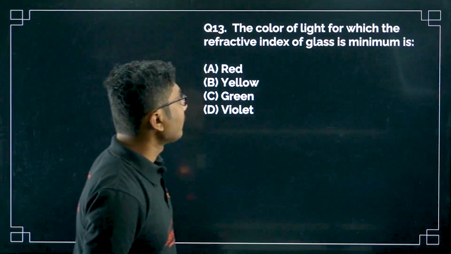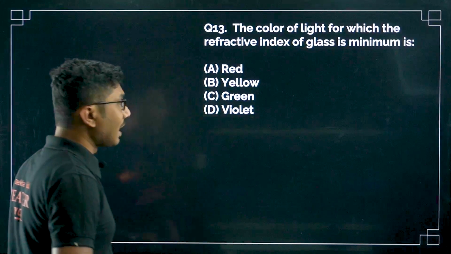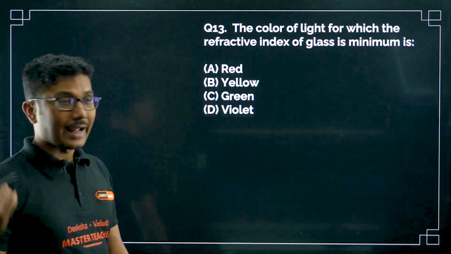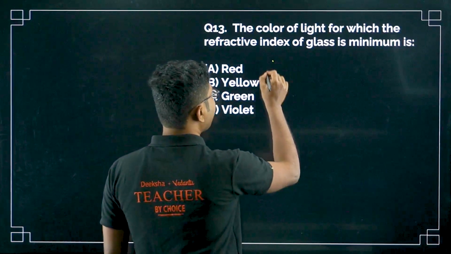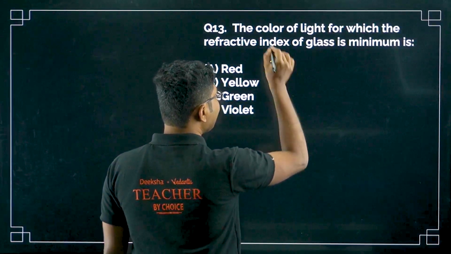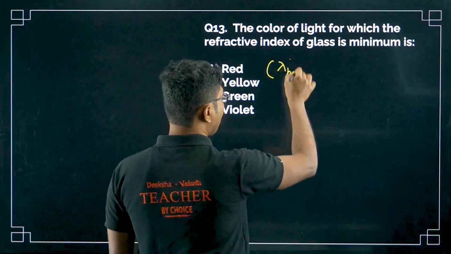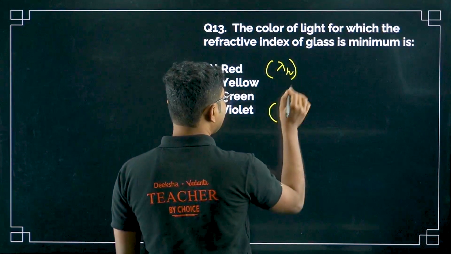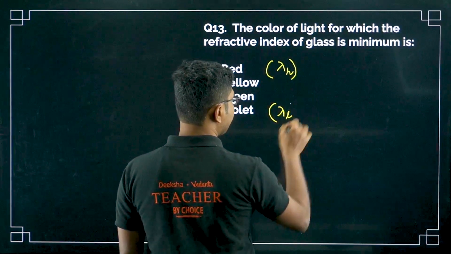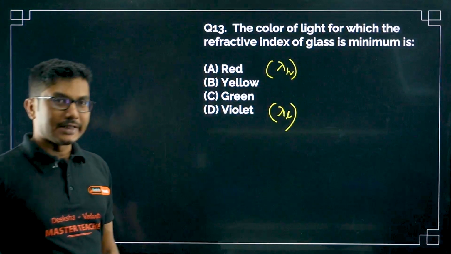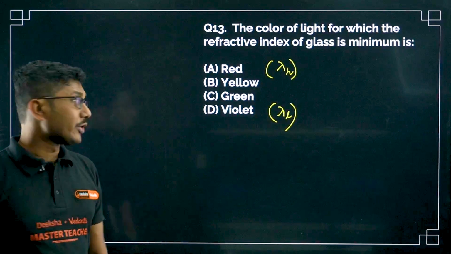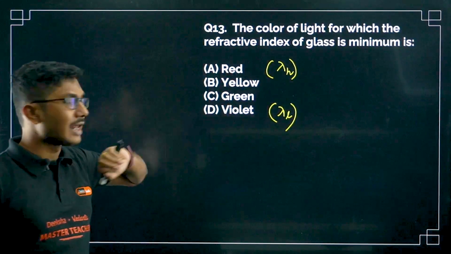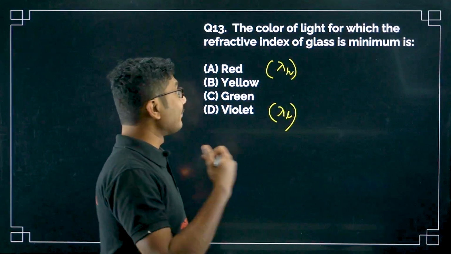Now, the color of light for which the refractive index of glass is minimum. So options are red, yellow, green and violet. Now we know that the wavelength for red is maximum, the highest, from all the visible light. Lambda for red is highest, lambda for violet is lowest. So lambda h represents the highest wavelength, lambda l represents the lowest wavelength, and yellow and green come in between. So the only thing that we need to consider is which one will have the higher refractive index.